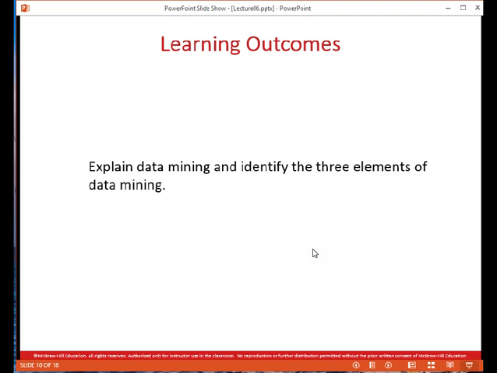One way we can get business intelligence is through data mining, and the book identified the three elements of data mining. Data mining is the process of analyzing data to extract information not offered by the raw data alone. The three elements of data mining are data, discovery, and deployment.